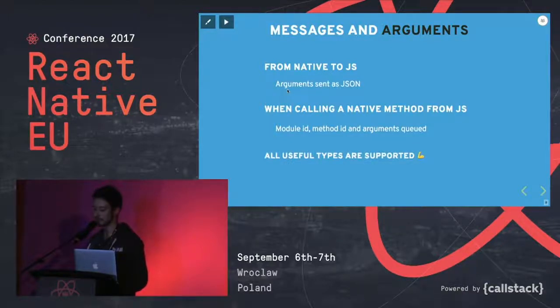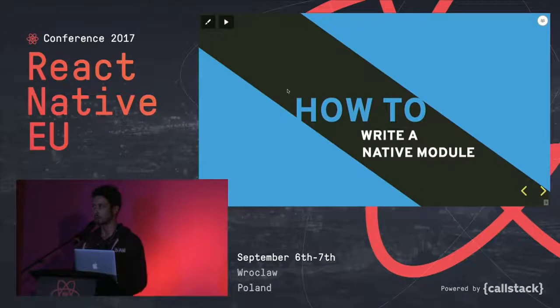The interesting part is that all useful types from JavaScript will be translated to native types seamlessly. So you won't have anything to do, and your native method will be quite the same as the one from JavaScript. For example, number, strings, function, array, object, and even promise are supported. So out of the box, the support for arguments is quite nice, and you don't have to do a lot of glue code by yourself. So now that we know everything about it, let's go and see how to write a native module.